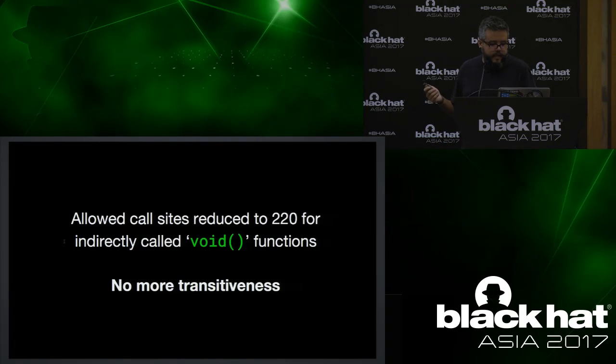By doing this, the allowed call sites are reduced to 220 for indirectly called void functions. As you can see, this is a meaningful optimization. We made some advancement here. And of course, this happens because we have no more transitiveness.